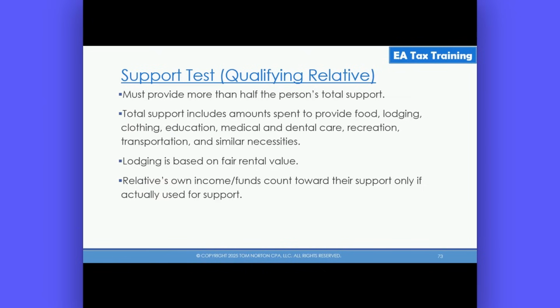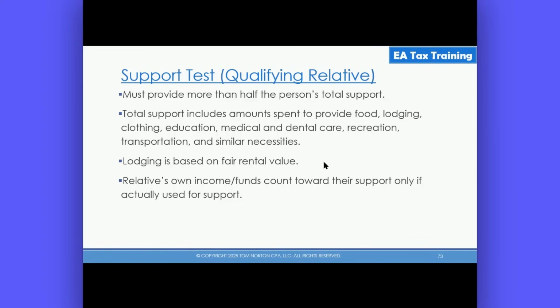So, the support test. Remember, we said for a qualifying relative that the taxpayer has to provide that relative's support. So what does that mean? Well, they have to provide more than half of that person's total support. Total support includes amounts spent to provide food, lodging, clothing, education, medical and dental care, recreation, transportation, and similar necessities. So all of those things are included when we're talking about support.